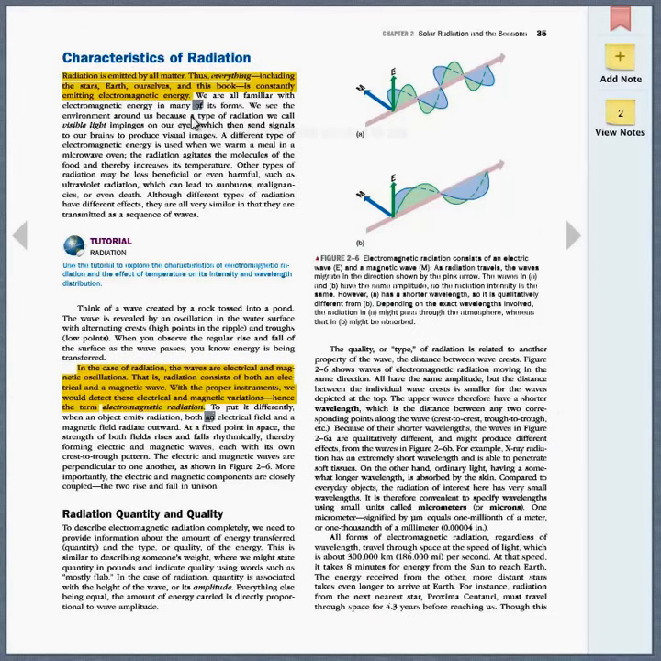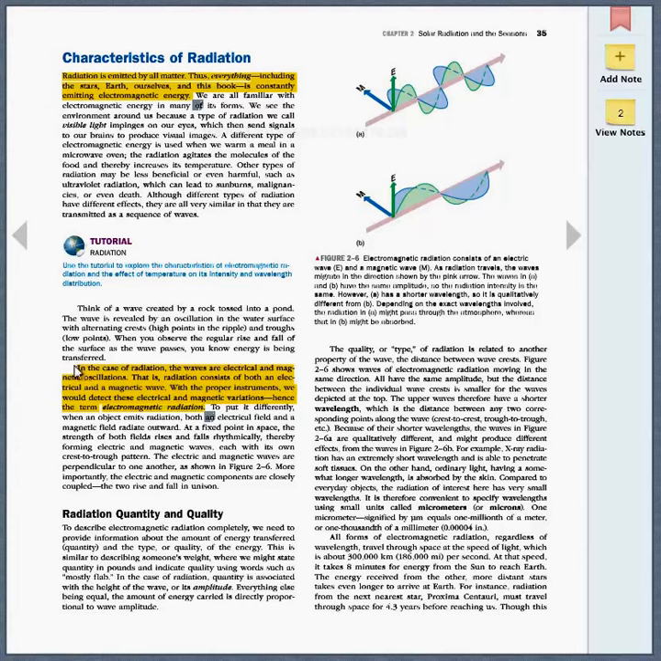At the top, you'll see where it talks about the characteristics of radiation. It says, radiation is emitted by all matter, thus everything, including the stars, Earth, ourselves, and this book, is constantly emitting electromagnetic energy. So as you see the colors, that is the electromagnetic radiation coming at you.